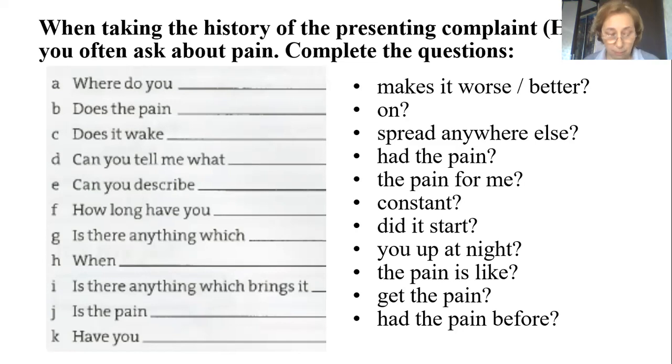Is there anything which makes it worse or better? Exactly, yes. This is about the trigger for pain. Mohammad Aib, please. When did it start? Exactly. The next sentence is for Zainab. Is there anything which brings it on? Which brings it on. Good. Mandil Hussein.